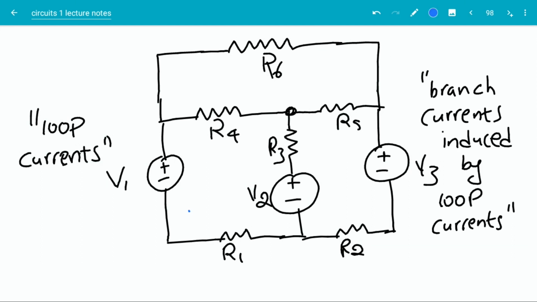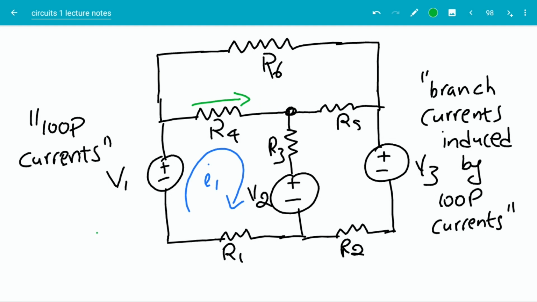We can pick any loop and say the current in that loop is something. So for example, I pick this loop and I say this loop current is I1. Branch currents are those which you're already used to. Branch currents are the currents which are flowing through individual branches. When you measure the current using an ammeter connected in series, what you're really measuring is the branch currents.